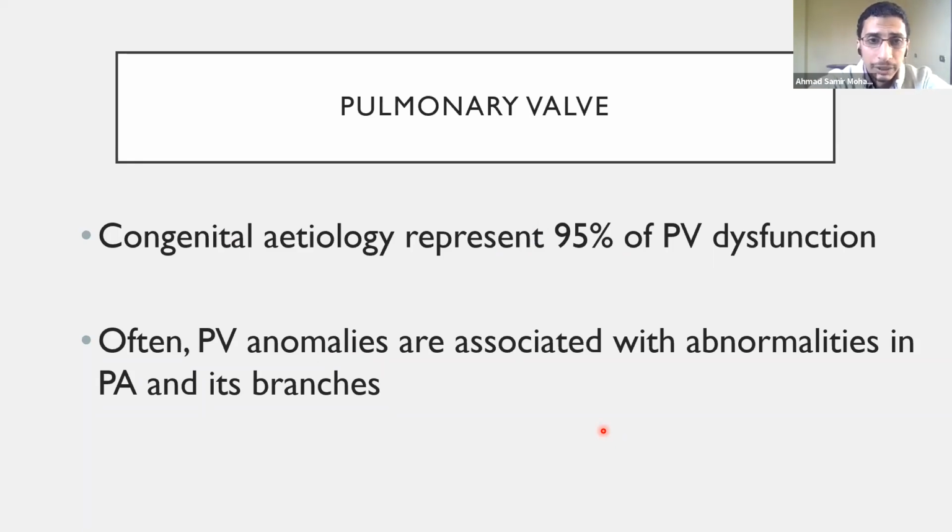Despite it might be at the valve or the subvalvular levels, what mandates the initial management strategy is the diameters of the pulmonary artery and pulmonary artery branches, because when they are very small, we cannot go directly for complete repair. We have to do shunts first for these neonates in order to increase the flow into the pulmonary arteries and pulmonary artery branches, and a staged full repair will follow in a few years.